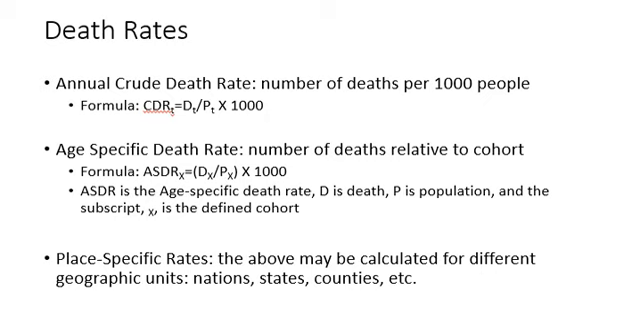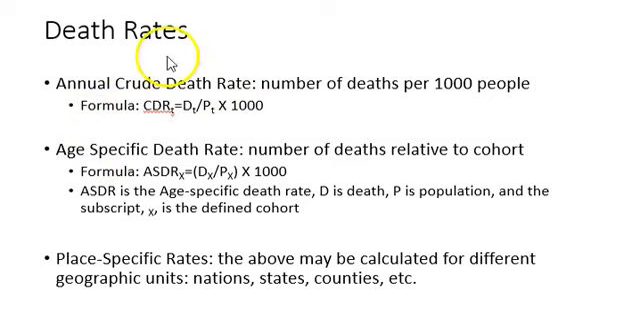Demographers examine something called the annual crude death rate, which is simply the number of deaths per 1,000 people. And the formula for that, as you could probably guess, the CDR, crude death rate, equals the number of deaths over the population times 1,000. And we'll see the same basic formula applied to the other rates as well as we go through those.